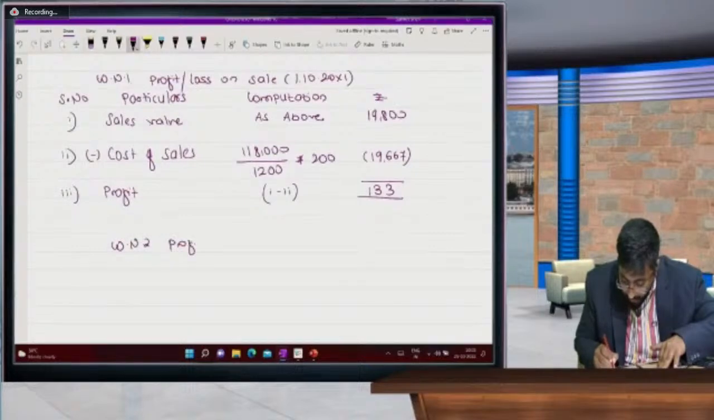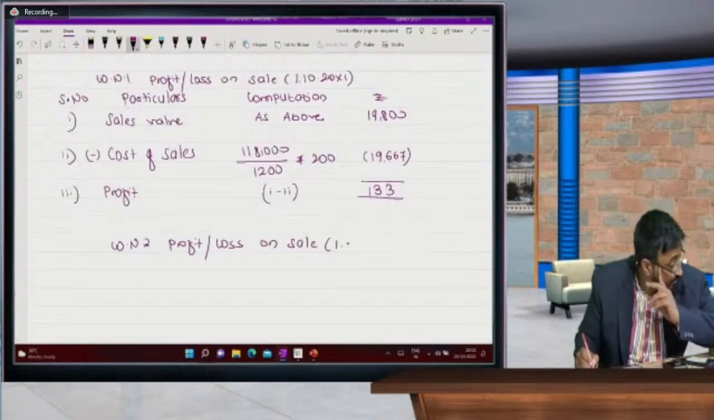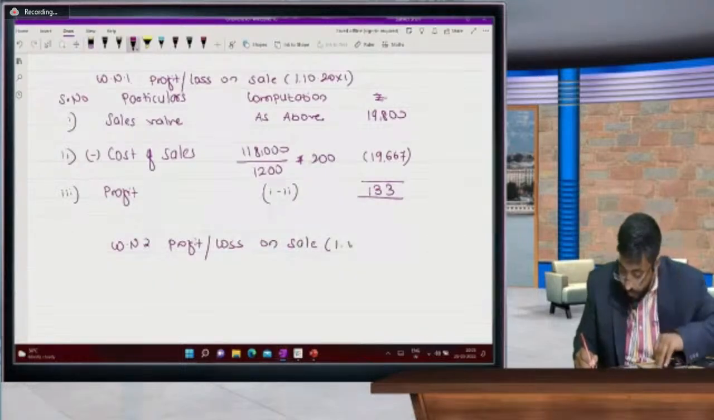Profit or loss on sale. Which date was it? 1/2/2002.